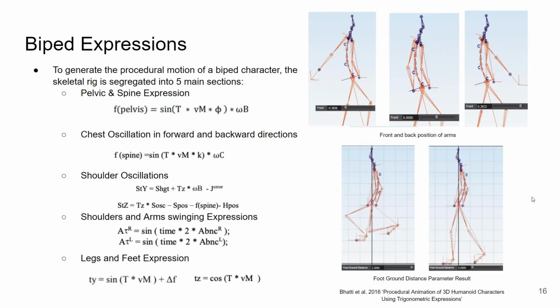To generate the procedural motion of a biped character, the skeletal rig is segregated into 5 main sections: pelvic and spine expression, chest oscillation in forward and backward directions, shoulder oscillations, shoulder and arm swinging expressions, and legs and feet expressions. As you can see, all the expressions listed above have integrated sine or cosine functions, which suggests the biped character follows a simple sinusoidal pattern.